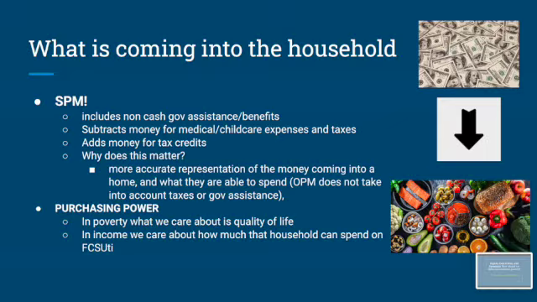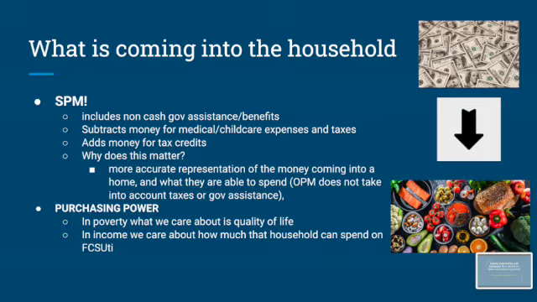And what a tax credit is and why it's important is that if your income is not enough for you to be taxed on it, then you actually receive money instead of having to pay those taxes. And so all of these things, the medical expenses, childcare expenses, the non-cash government assistance, which refers to things like SNAP, so food assistance, stuff like that, this all helps us just get a more accurate representation of what's actually coming into the home. And the OPM, as we said, does not take into account taxes or non-cash government assistance.